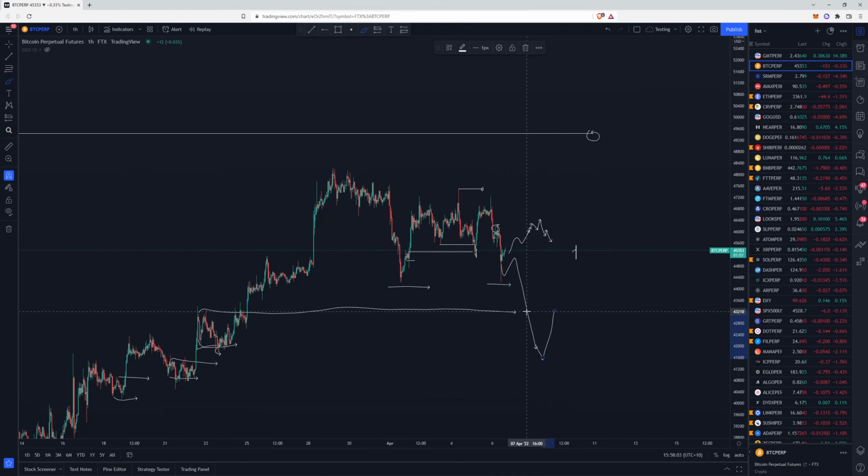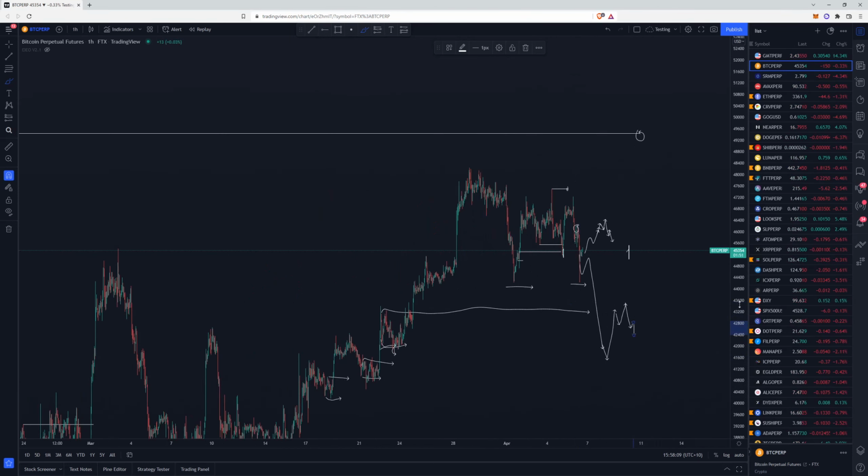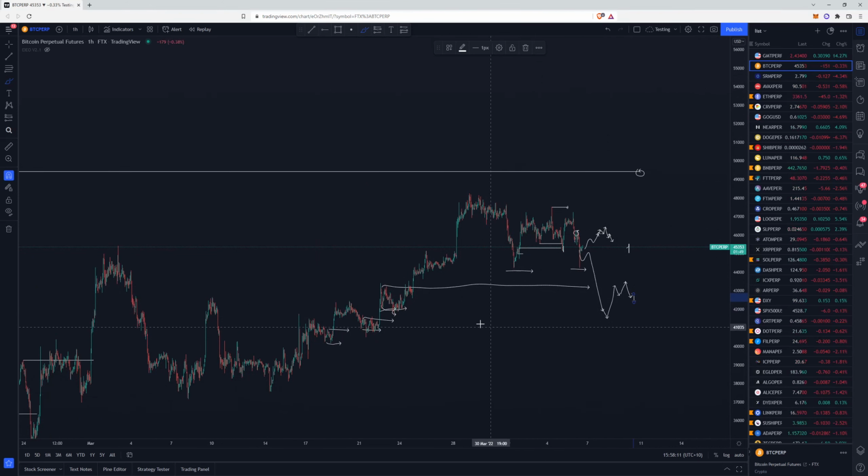Sorry about that. So let's say this does get invalidated. I would then need to see more distribution after the invalidation to suggest that sellers are stepping into the market and that the buyers that stepped in at the previous areas of accumulation are no longer interested.